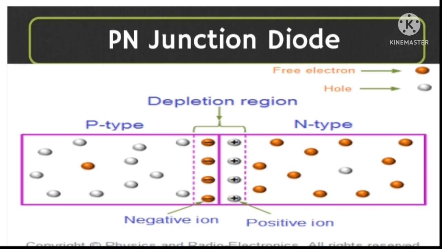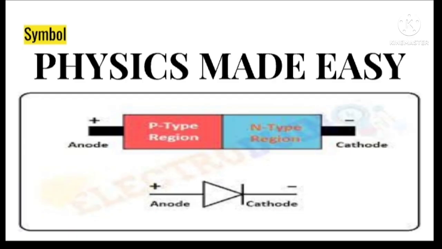Hence, the negative ions or acceptor ions near the junction on the P side form a negative charge region, whereas the positive ions near the junction on the N side form a positive charge region. This space region, in which different kinds of charges are put together on both sides of the PN junction, is called the depletion layer.